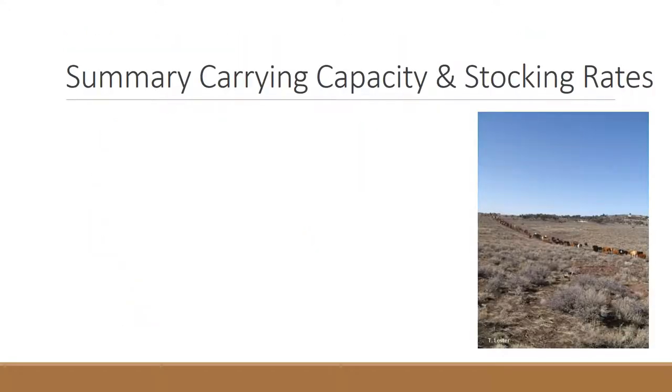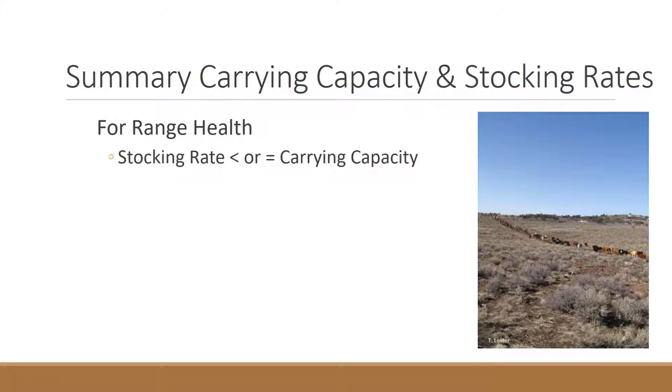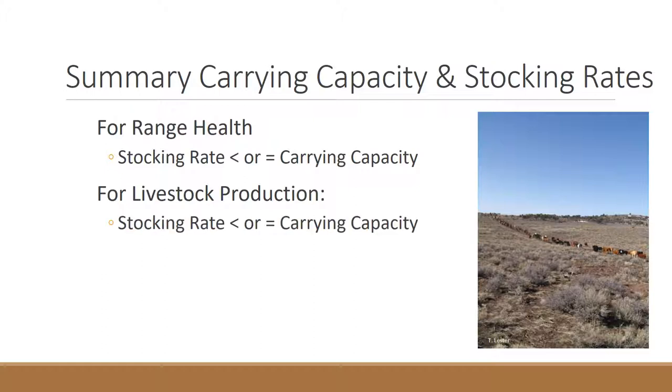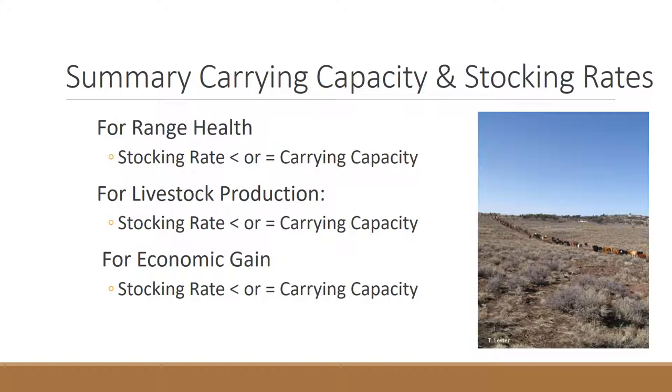Okay, so in summary, let's talk about what stocking rate we should set relative to the carrying capacity. Again, thinking about carrying capacity being that level at which you could have animals on the land without causing long-term damage. If you're interested in rangeland health, you would want to set stocking rate less than or equal to carrying capacity, because you want the land to be productive on the long term. If you're interested in livestock production, you need to set stocking rate less than or equal to carrying capacity, because if you start to increase the stocking rate too high, the animals are very sensitive and they won't be as productive. If you're interested in economic gain or returns, you need to set stocking rate less than or equal to carrying capacity. So there's really no good reason to overgraze.